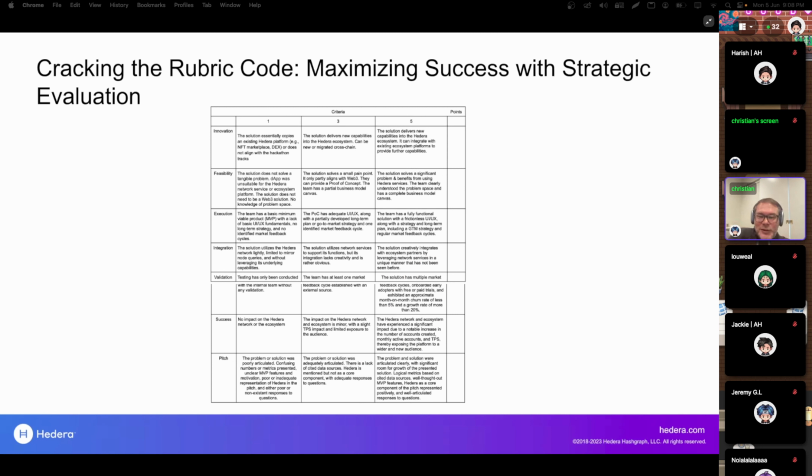So I do not expect you to read this. The font is very small, but this is the rubric for the Hedera challenge in the Beyond Blockchain Hackathon. So you want to either individually or as a team go through this very carefully. And this is your scorecard. This is what the judges are going to use to evaluate your submission.